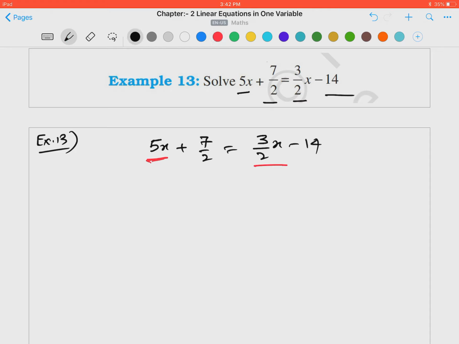Okay, so on the left hand side we already have 5x. This plus 3/2 x, when you shift it to the left hand side, will become minus 3/2 x, equals, on the right hand side we already have minus 14, and this plus 7/2 will become minus 7/2 when you shift it to the right hand side.